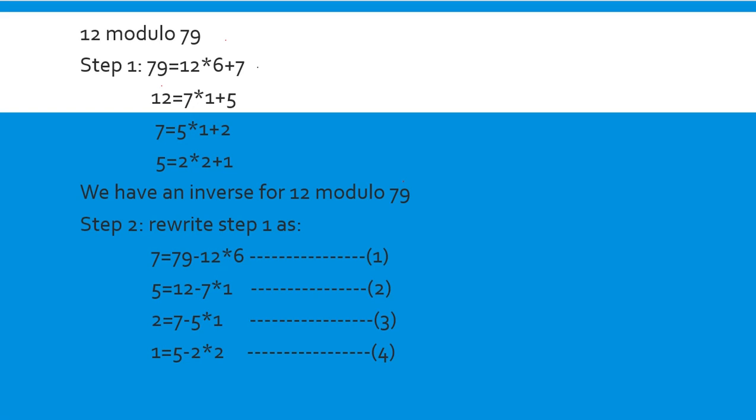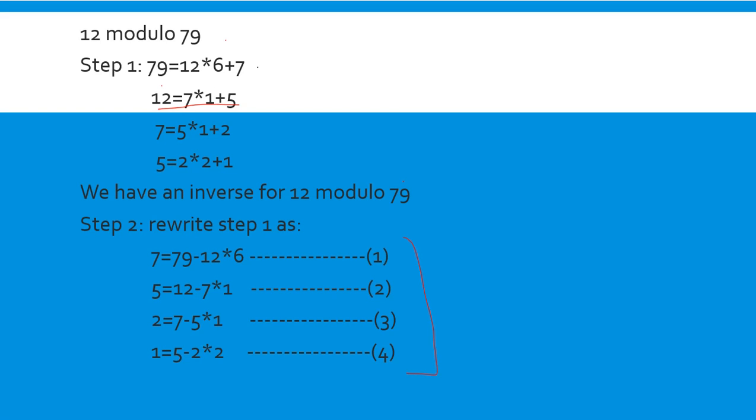So similarly you're writing all the equations that are given here, that is 5 is equal to 12 minus 7 into 1 and so on. So you will be getting a total of 4 equations. So let's see what the next step is.